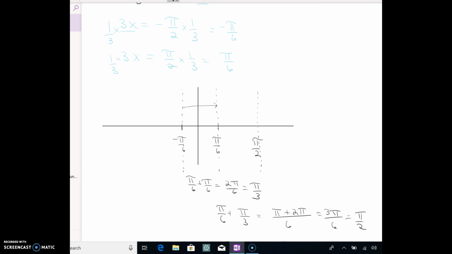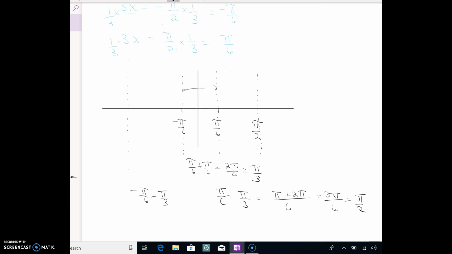Similarly, to find out what this asymptote is here, now we're going to take negative pi over 6, and then we're going to subtract one full period from it. That will tell us what our next vertical asymptote is. So negative pi over 6 minus pi over 3. And you'll see it's a similar process here. That is going to give us negative pi over 6 minus 2 pi over 6, negative 3 pi over 6, which is equal to negative pi over 2.